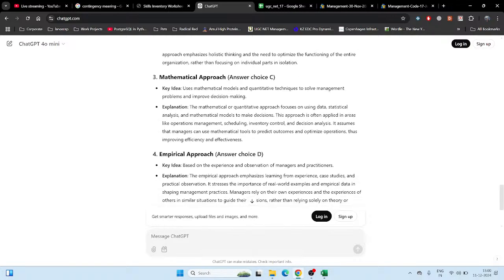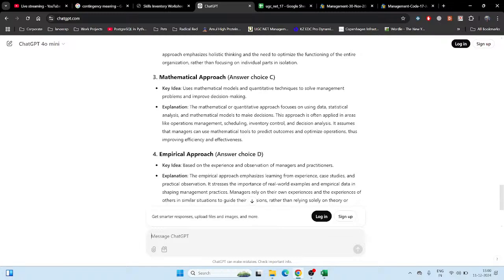Mathematical uses mathematical models and quantitative techniques to solve management problems and improve decision making. The mathematical or quantitative approach focuses on using data, statistical analysis, and mathematical models to make decisions. This approach is often applied in areas like operations management, scheduling, inventory control, and decision analysis. It assumes that managers can use mathematical tools to predict outcomes and optimize operations, thus improving efficiency and effectiveness.